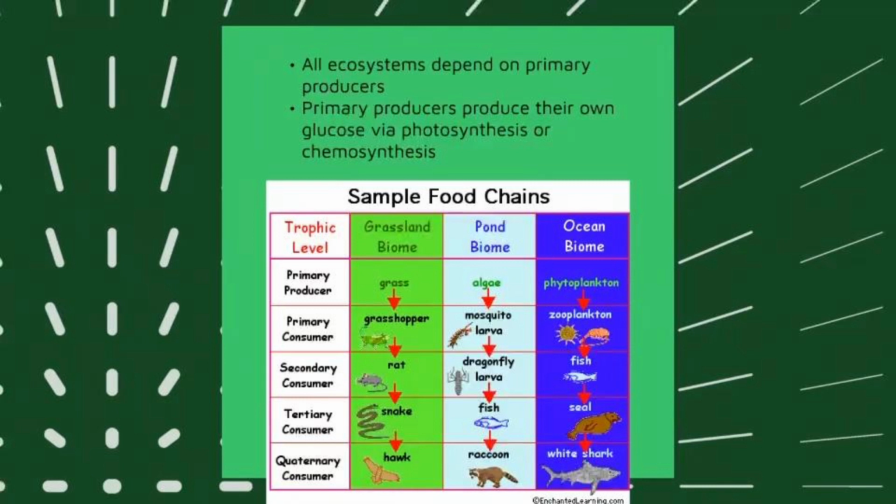So every ecosystem must have producers, and these are normally green plants, so things like trees, grass, flowering plants, or it can be other things like algae or these chemosynthetic bacteria.